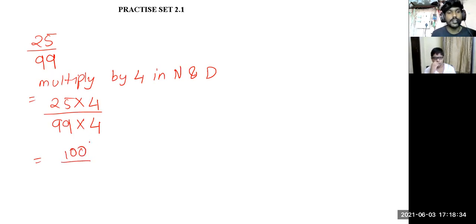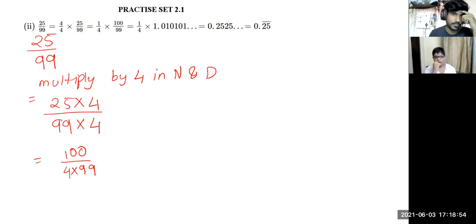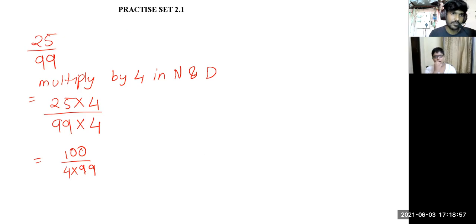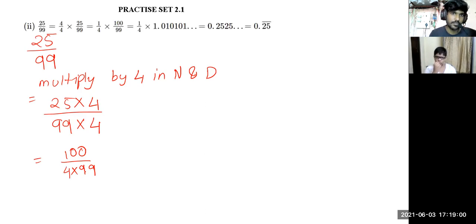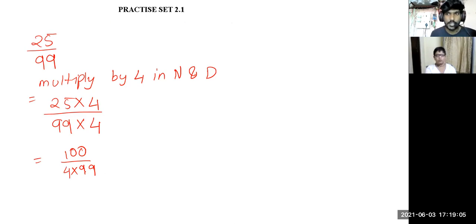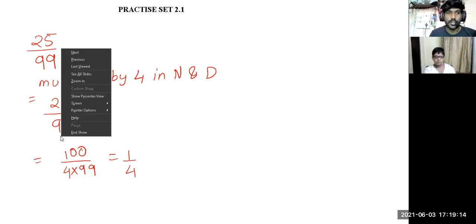And here we could keep it as 4 into 99, but I don't think that was of any use. It's 396, so it's even more difficult. We have just increased the numbers. One thing can be done, we can rearrange this, but this is even more increasing our work. We'll go with that normal long division method.